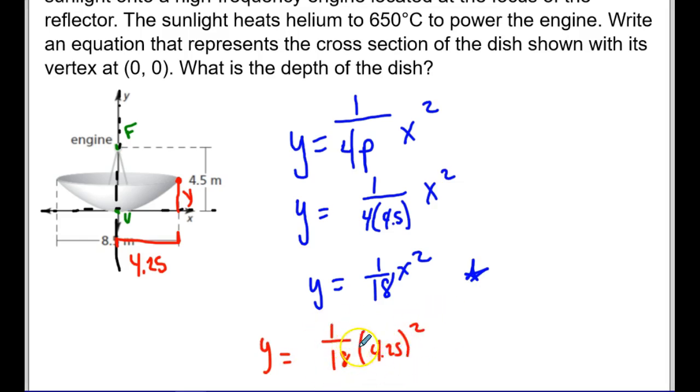So now I've plugged this in, and if you plug this in your calculator, this 4.25 squared gives you something like 18.04 something. So this is really close to 18. Then when I multiply it by this fraction, I end up with approximately 1. So the depth of my dish is approximately 1 meter.